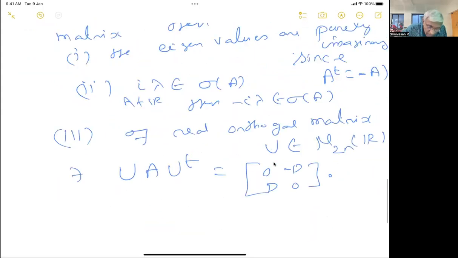See, my idea is the following. Given any real 2n cross 2n matrix, R2n can be identified with Cn. Of course, this A can be diagonalized in C2n, but that is not useful because we want to get a real unitary in M2n. So we cannot use the complex unitary. I want to get a real unitary.